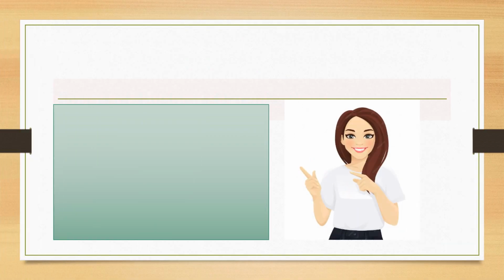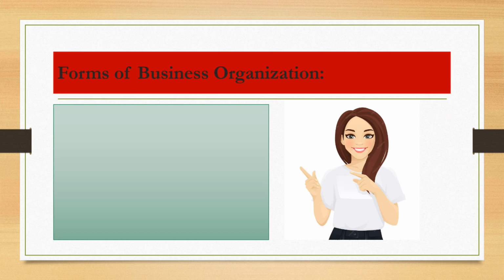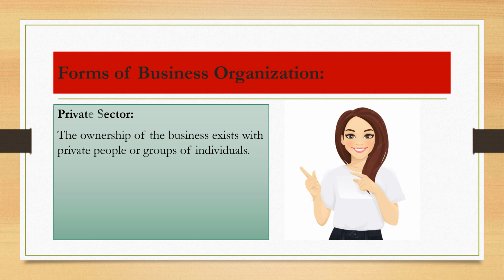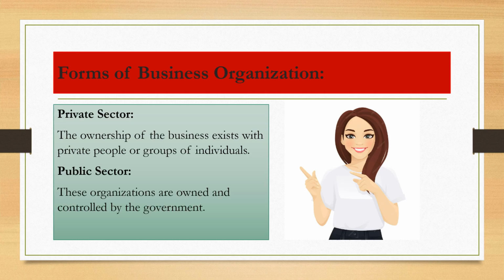Next, we are going to discuss about forms of business organization. In that, private sector and public sector. In private sector, private people and group of individuals act as owners. Next, in public sector, these are owned and controlled by the government. These are two different types of business organizations.